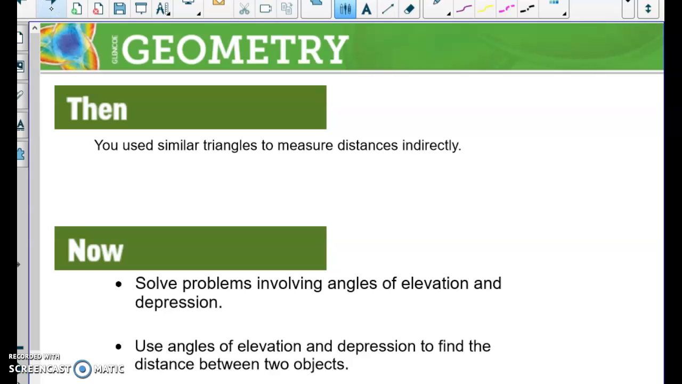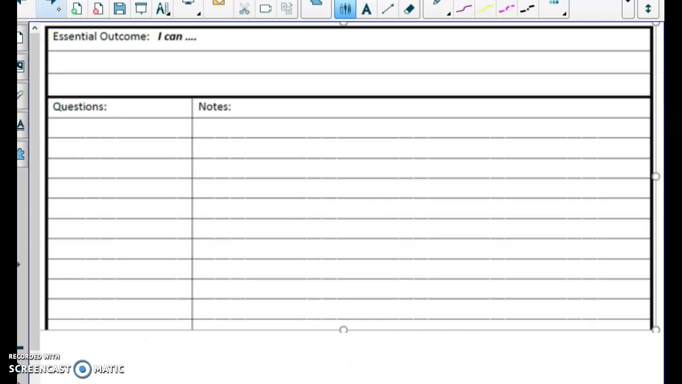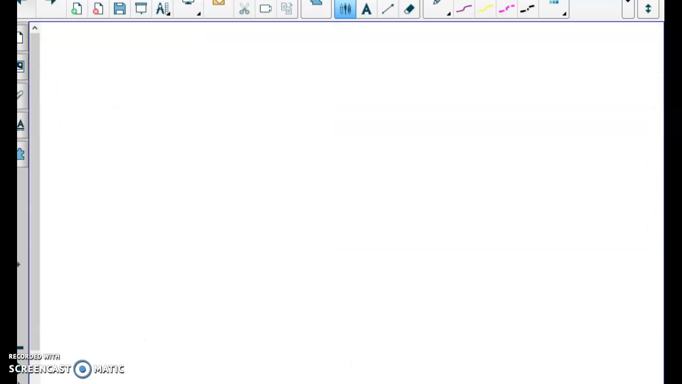So now we are to the new stuff. There's very little new stuff. A lot of this is review from before, although we have angles of elevation and angle of depression that we'll talk about. And we're going to, let's go back and talk about angle of elevation.